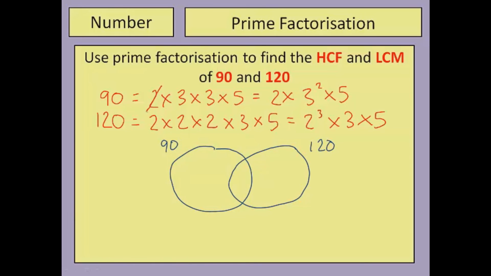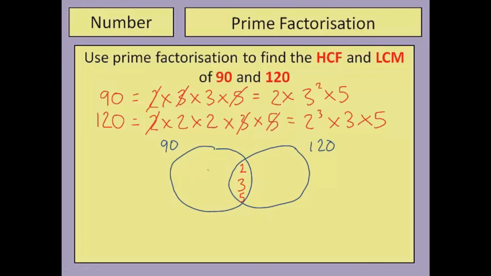So we have a 2 in this one and a 2 in this one, so I'll cross those both off and stick a 2 in the intersection. And well, we have more 2's in 120, but there's no 2's left in 90, so we can't use any more. But we do have a 3 in this one and a 3 in this one, so we can put another 3 in the intersection. And there's no more 3's now in 120. There is one in 90, but there's no more in both. And there is a 5 and a 5 we can use in both of them, so we can put a 5 in the middle.